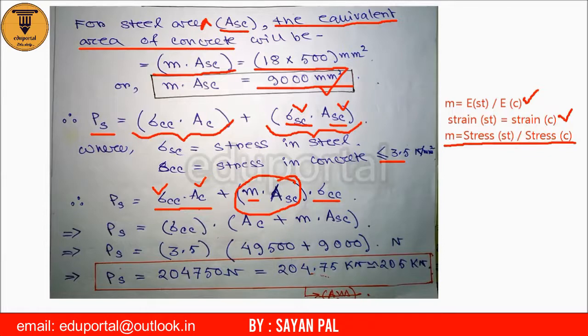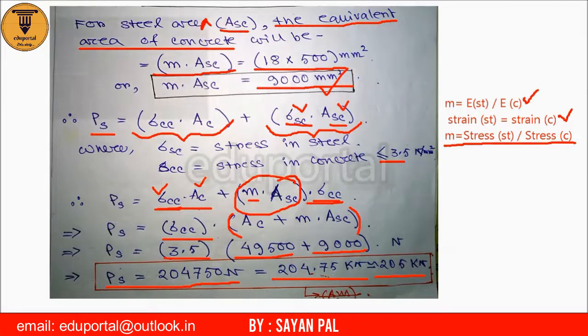Now if we take sigma CC common from these two, we get PS equal to sigma CC into AC plus M into ASC. AC is the area of concrete portion only, that is 49,500, and M into ASC, the equivalent area of concrete for the steel portion, is 9,000 mm square. So putting all these values, we get PS equal to 204,750 Newton, that is 204.75 kilonewton, almost equal to 205 kilonewton.